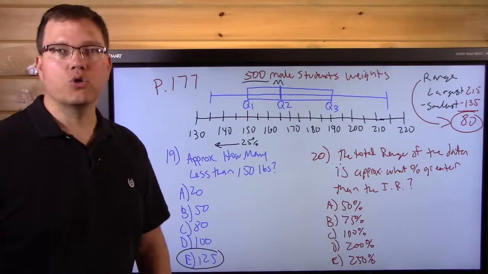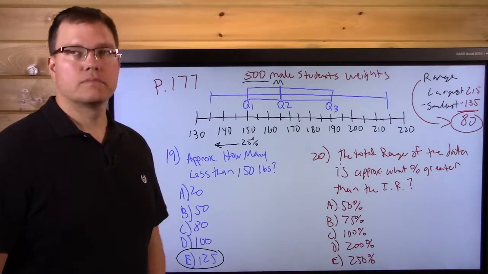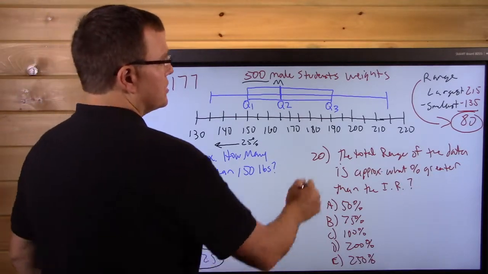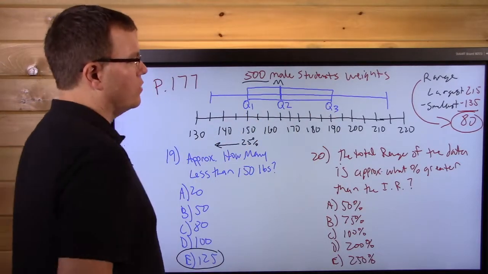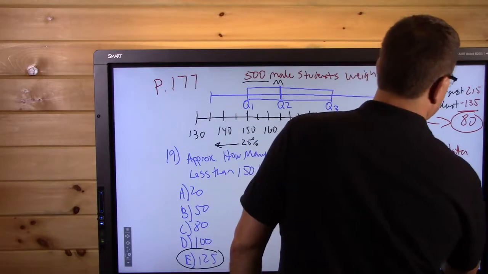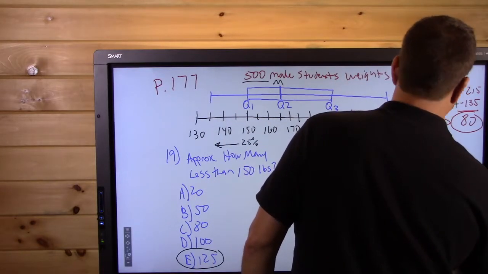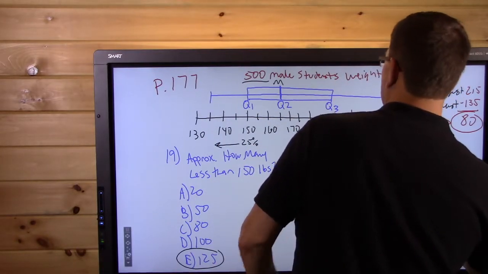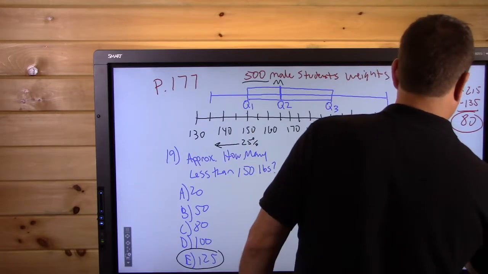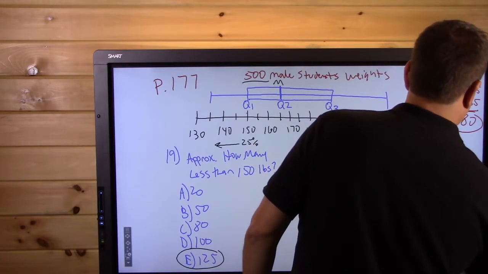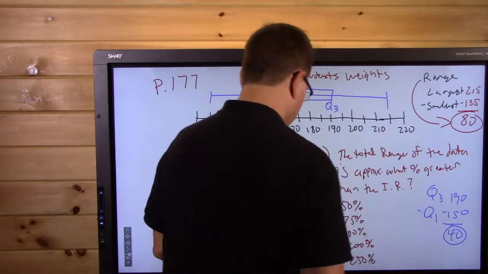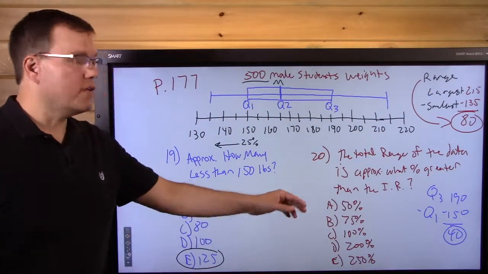But what about the interquartile range? What's that going to be? Well, the interquartile range is just quartile 3 versus quartile 1. So Q3 minus Q1 is going to be 190 minus 150. And that's 40. Now, remember, we're looking for percent greater.